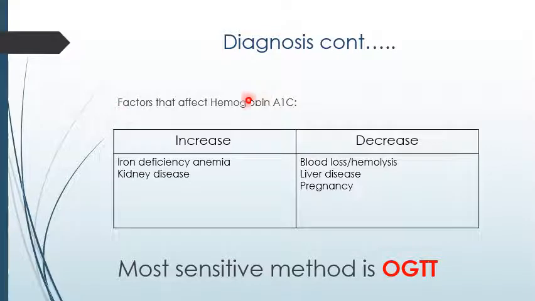Factors that affect HbA1c. Remember, iron deficiency anemia and kidney disease increase the HbA1c, and blood loss, liver disease and pregnancy all decrease it. Always they ask about these things in MCQs. Most sensitive method in diagnosis of DM is OGTT.